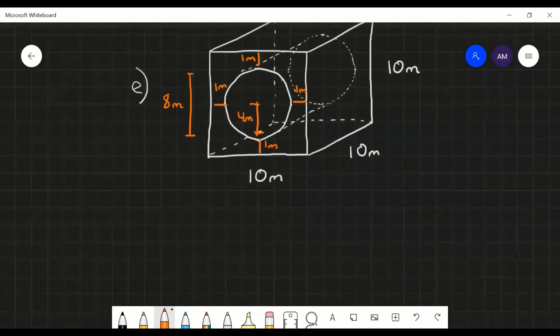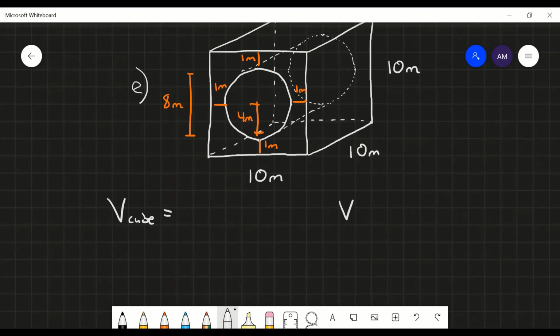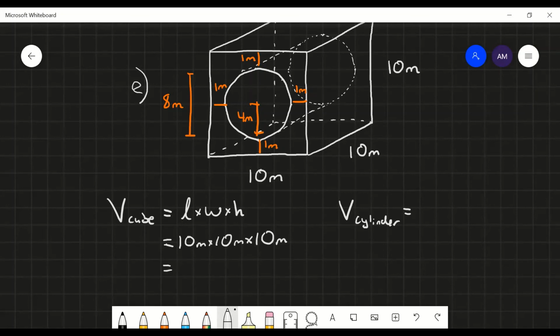So we have two problems to solve here. We have to solve both the volume of the cube and the volume of the cylinder. The cylinder is the circular prism that's going on here, and the cube is the cube that's on the outside. Let's figure out the cube first. I think that one will be the easiest. It's going to be length times width times height. Everything is 10, so 10 meters times 10 meters times 10 meters. Well, 10 times 10 times 10 is 1,000 meters cubed.